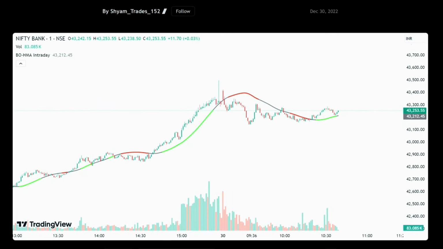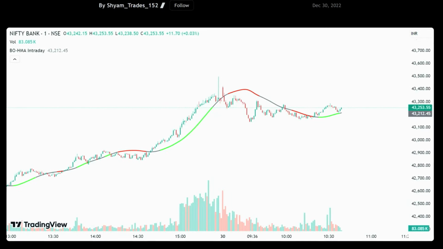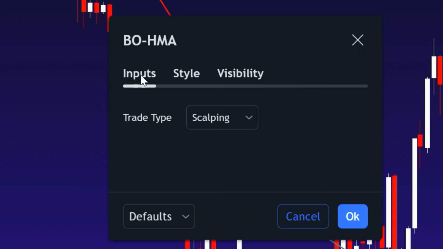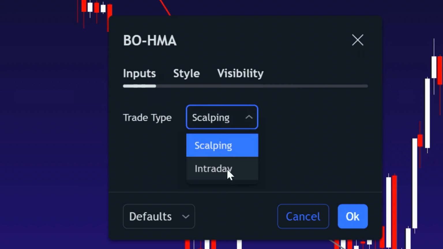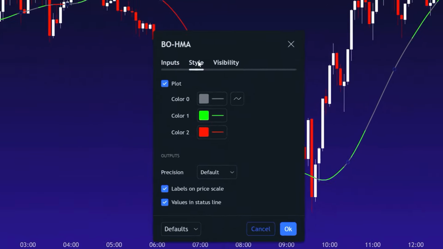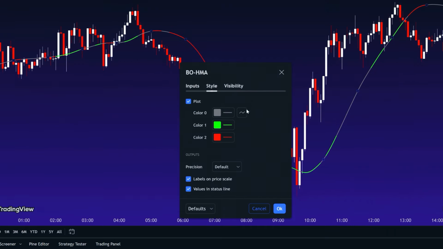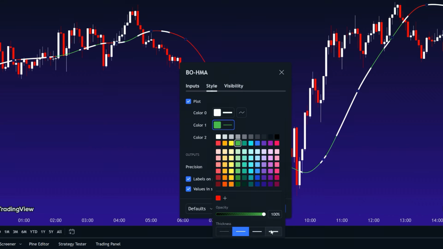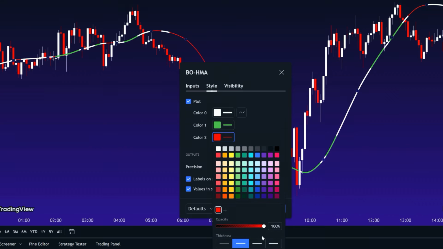To ensure you get the most out of this indicator, let's fine-tune the settings. First, access the indicator settings and change the trade type to scalping, since we're using a 5-minute chart. Next, enhance visibility by adjusting the color and thickness of the indicator lines in the style section. This will make it easier to identify buy and sell signals.